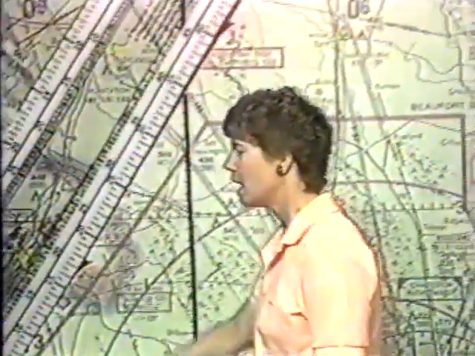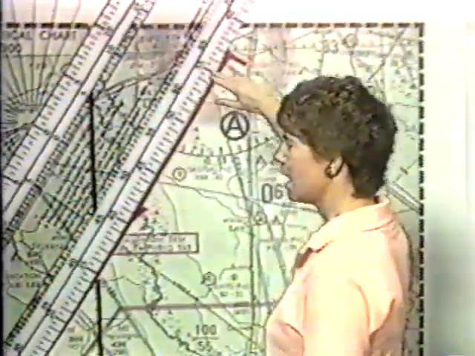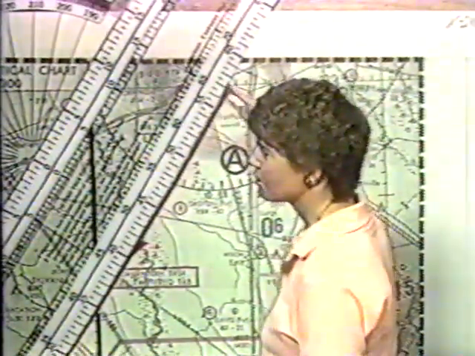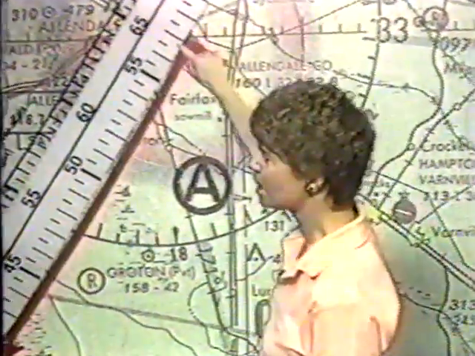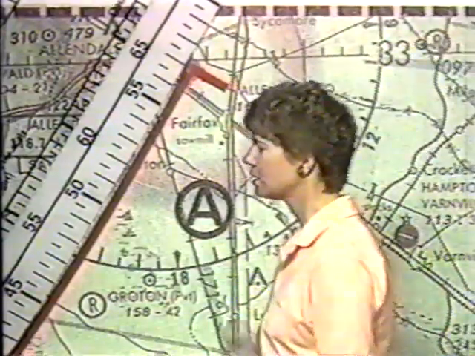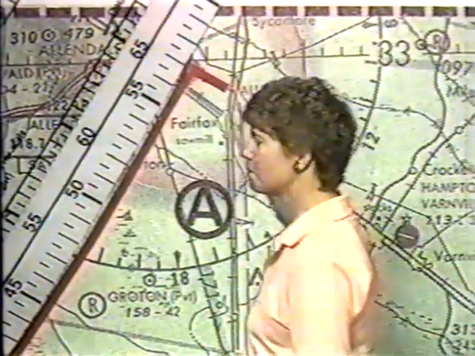We want to measure the distance using the plotter. And when you look along your plotter and measure the distance there, you're going to come up with a distance of 57 nautical miles. Now make sure that you're using the sectional side of the chart, not the World Aeronautical Chart side, and make sure you start from the 0 point, not from the physical end of the plotter. 57 nautical miles. Okay, we know our distance, we know our ground speed, which was 98 knots.